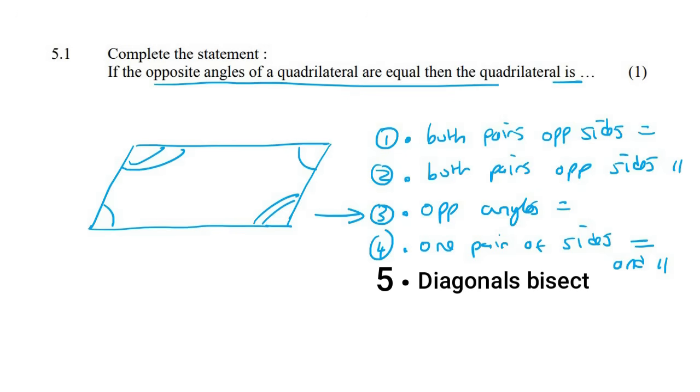And so here we go. If the opposite angles of a certain shape are equal, then it's a parallelogram. So as we said, this answer is parallelogram.